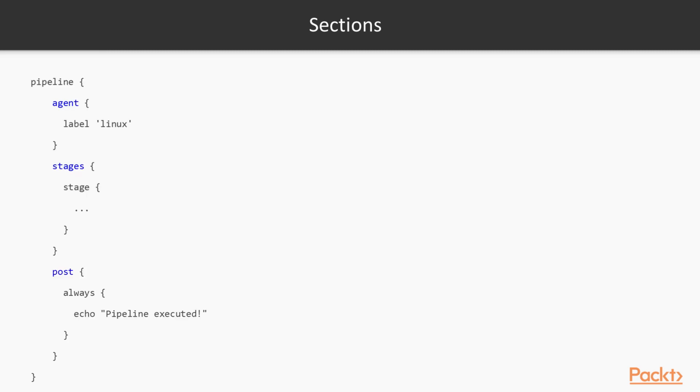Here we have an example of the pipeline with the sections explained. After the pipeline block starting, we have the agent block. In this case, we are saying that we want this pipeline to be executed in an agent with a label Linux. Then we have the section stages, which will contain one or more stages. And finally, we have the post section. In this case, we are saying to always run this step after the stages.